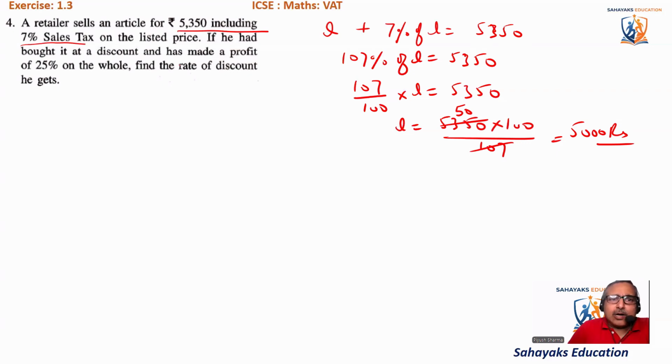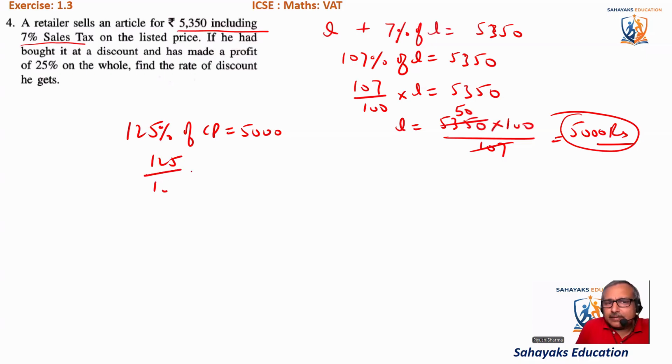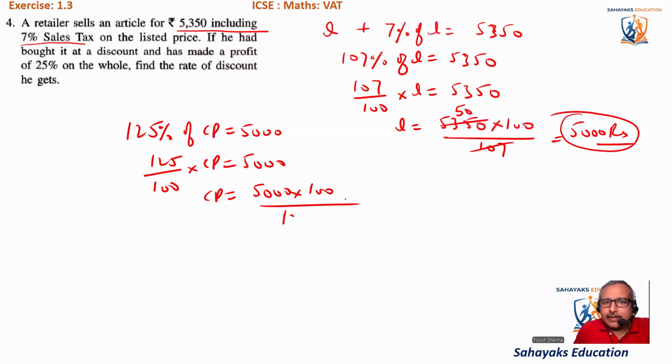Okay, if he had bought it at a discount and made a profit of 25%. So basically, by selling this article at 5,000 rupees, he made a profit of 25%. So I can say that 125% of his cost price is 5,000. So 125 by 100 of CP is equal to 5,000. So CP, his cost price, comes out to be 5,000 into 100 divided by 125. Okay, if we compute it, this value will come out to be 4,000 rupees.